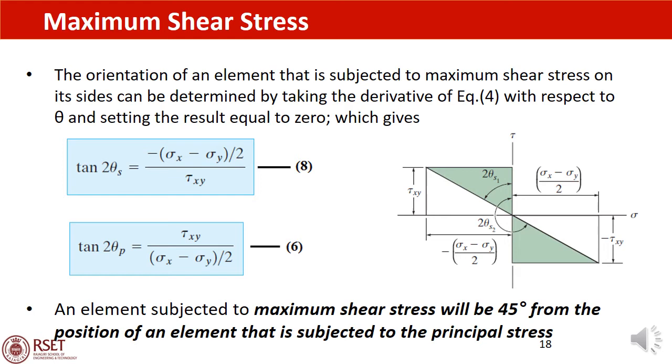By comparison with equation 6, tan 2 theta s is the negative reciprocal of tan 2 theta p, and so each root 2 theta s is 90 degrees from 2 theta p, or the roots theta s and theta p are 45 degrees apart. Therefore, an element subjected to maximum shear stress will be 45 degrees from the position of an element that is subjected to the principal stress.